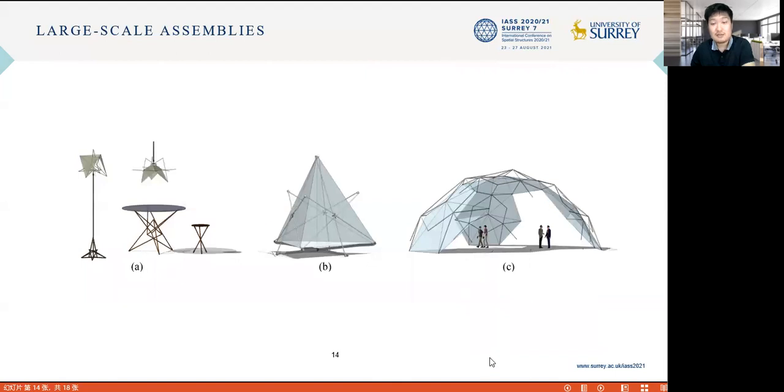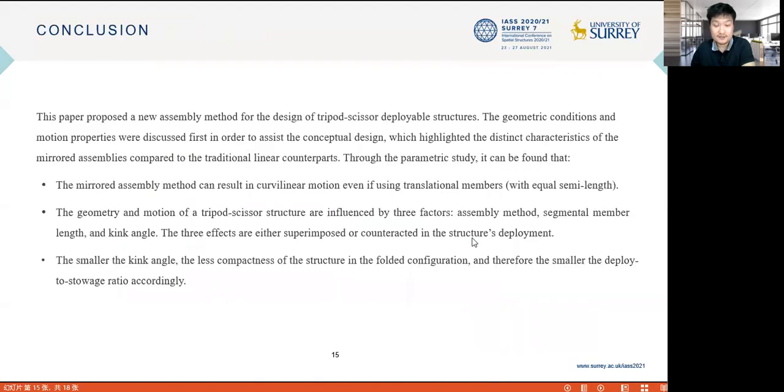Using this assembly method, some potential applications of furniture and architecture are proposed here. For example, here is a transformable lamp, table, and a seat. In the middle is an emergency shelter, and on the right is a temporary pavilion.